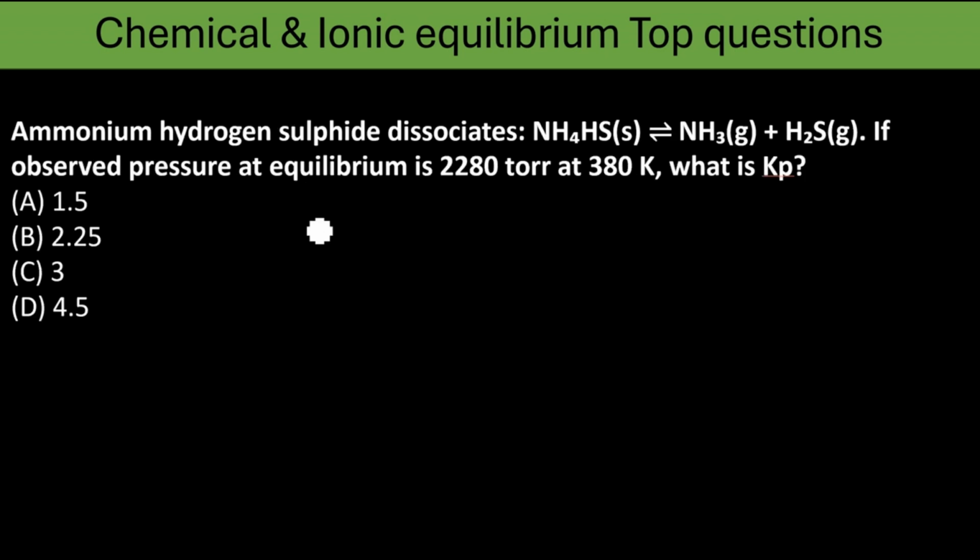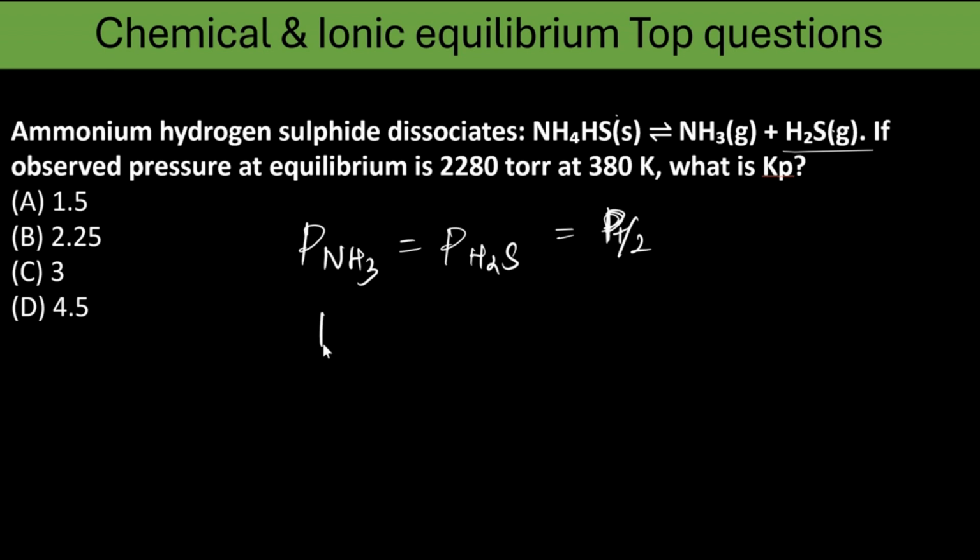If the observed pressure at equilibrium is 2280 torr at 380 Kelvin, what is Kp? Okay, they have given the equation also. P of NH3 is equal to the pressure of H2S. These two are gases and this is solid. So what we can observe is that the solid is decomposing into two gases, which means it will form equimolar gases. So P by 2 would be our pressure of H2S or pressure of ammonia, where P stands for total pressure, correct.